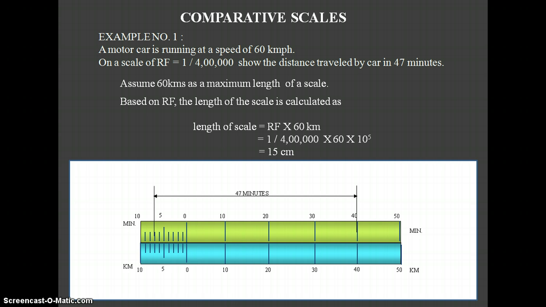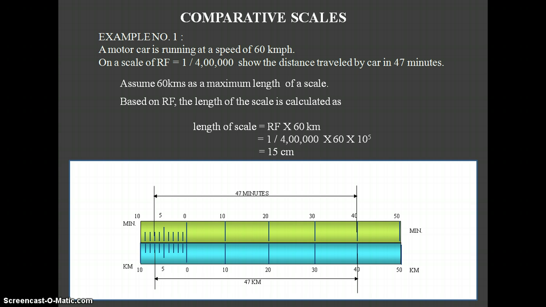Relative to that, we can find out the distance traveled. How much is the distance traveled? It is equal to 47 kilometers. Because for 60 minutes it is traveling 60 kilometers, automatically for 1 minute it will travel 1 kilometer. So 47 minutes means it can travel 47 kilometers. Like this we can find out the desired result, whatever is asked in the problem.